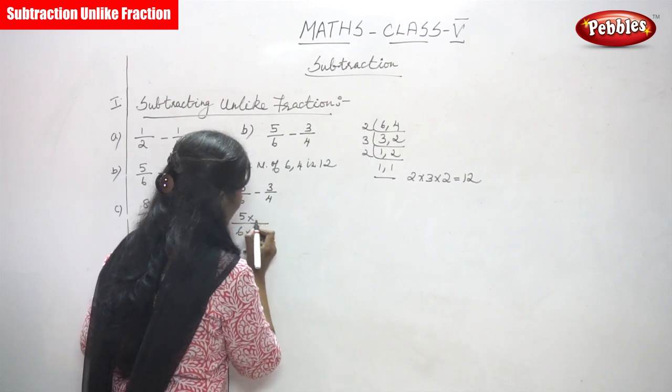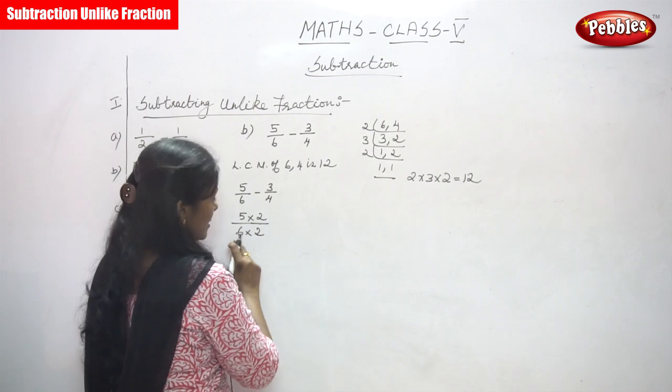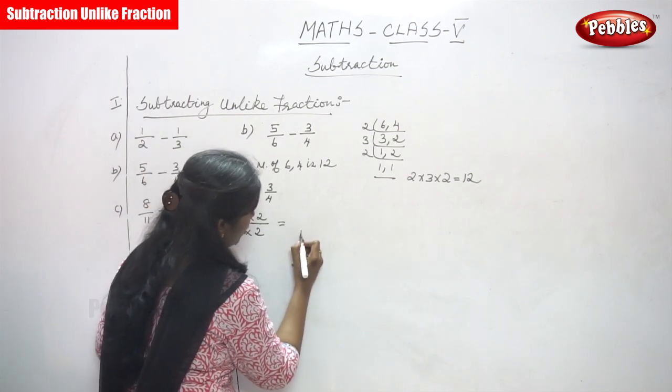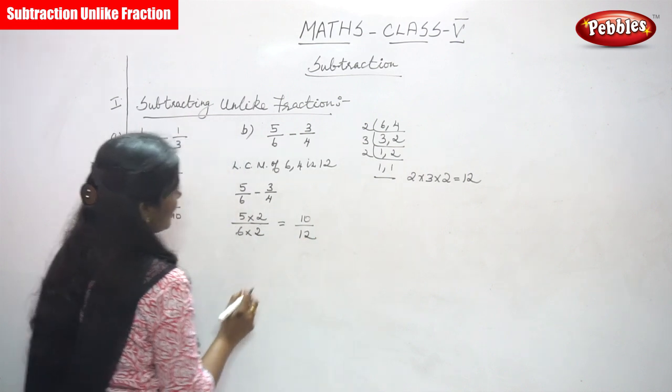So if the denominator is multiplied by 2, I have to multiply the numerator also by 2. So 6 into 2 becomes what? 12. And 5 into 2, you get 10 by 12. The answer is 10 by 12.